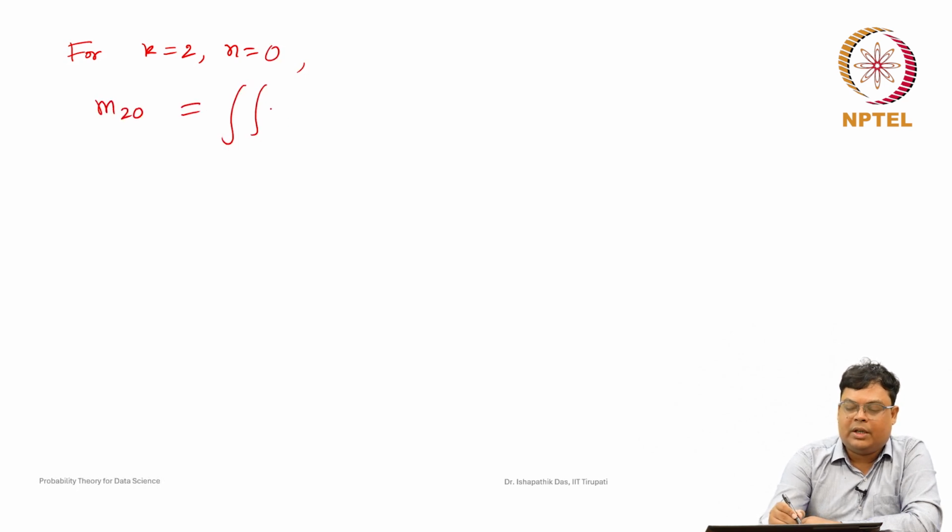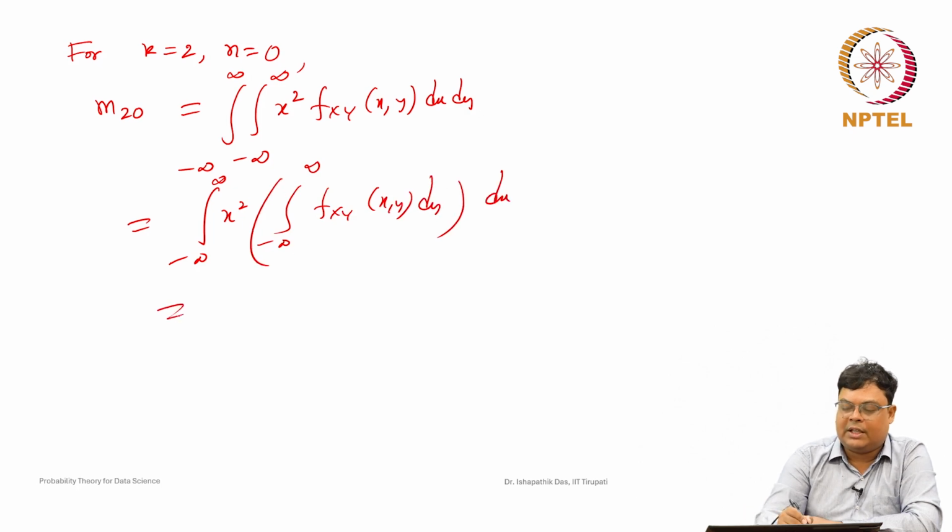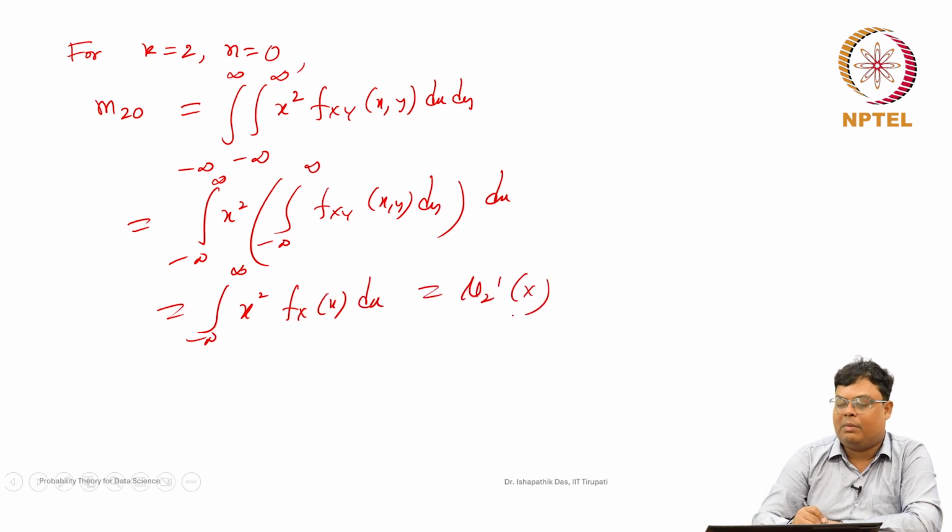So, m 2 0 is the integral from minus infinity to plus infinity of x square y to the power 0 f x y dx dy. Now we will assume that we can change the order of integration, all the conditions are satisfied for that. So, then x square, integral from minus infinity to plus infinity of f x y, first dy and then dx. Now, this is nothing but the marginal probability density function f x, so the integral of x square f x x dx is nothing but mu 2 dash for the random variable x.